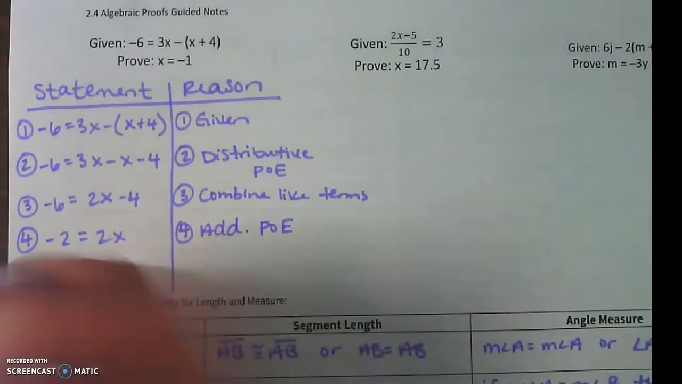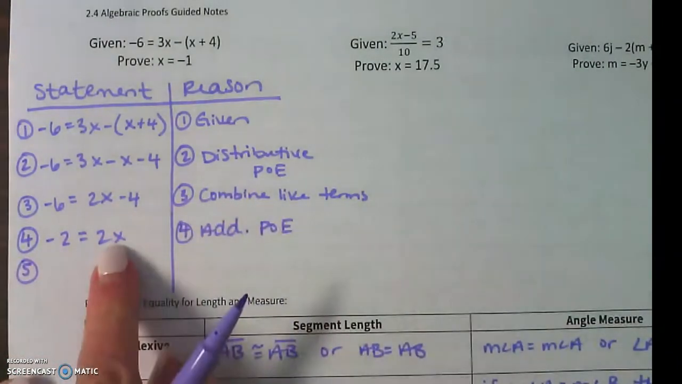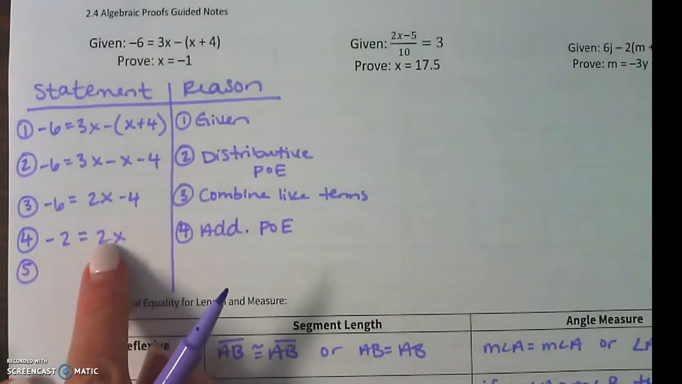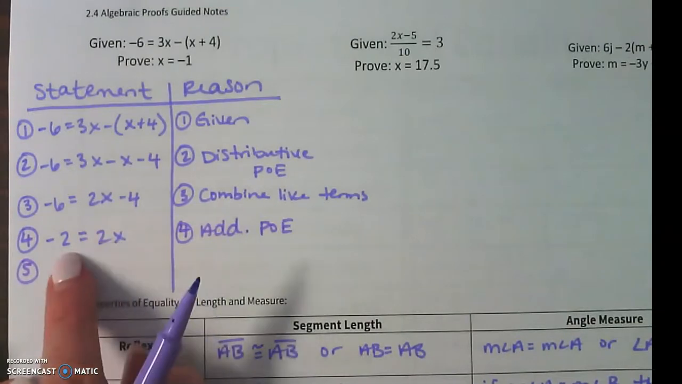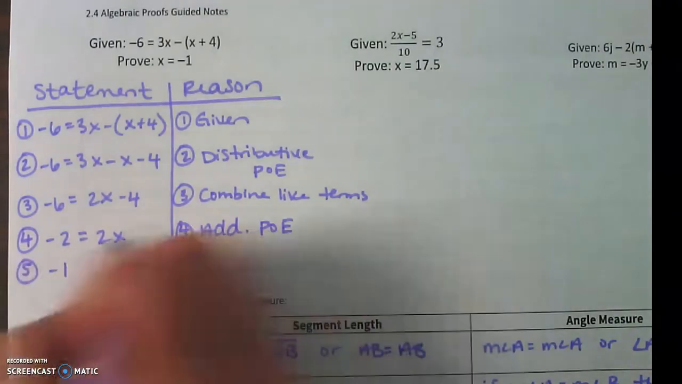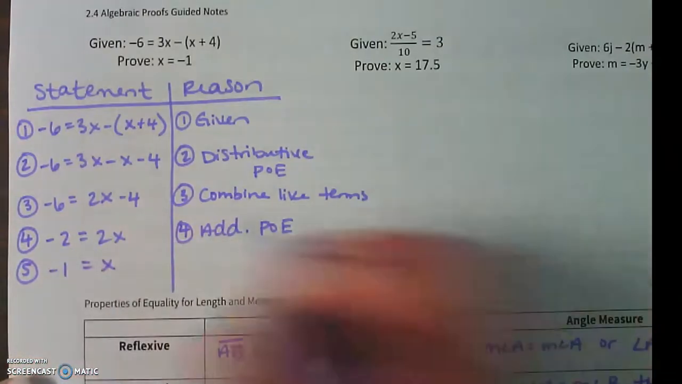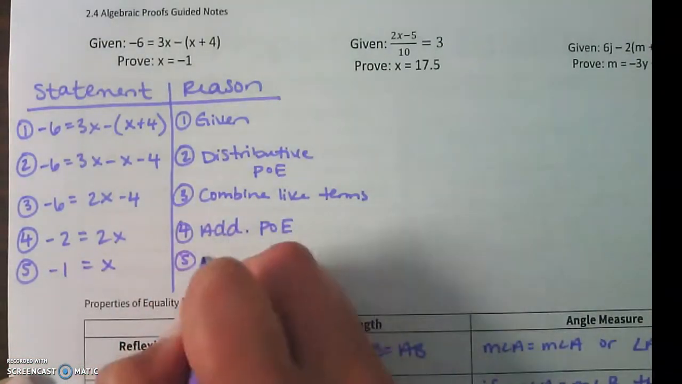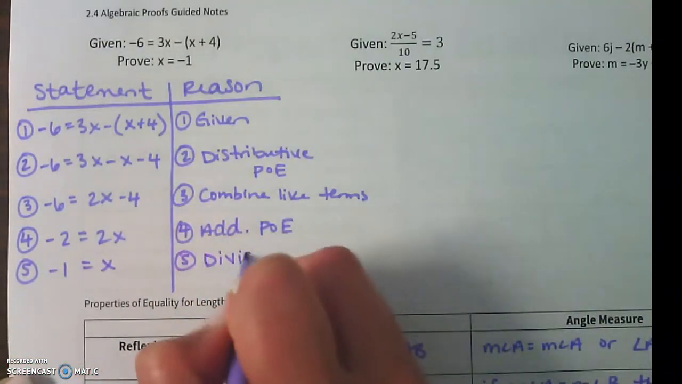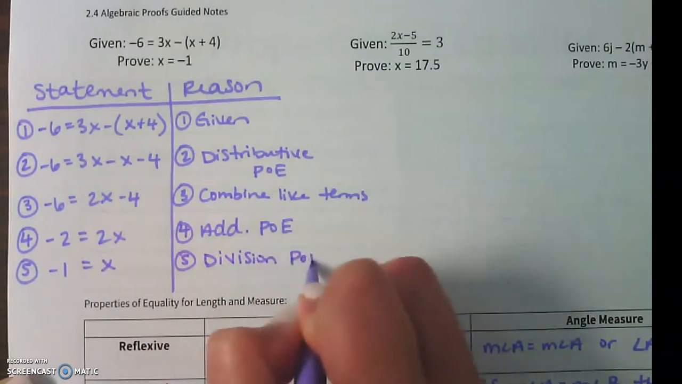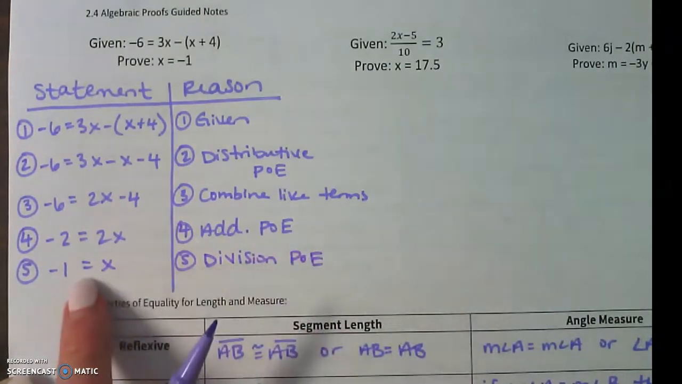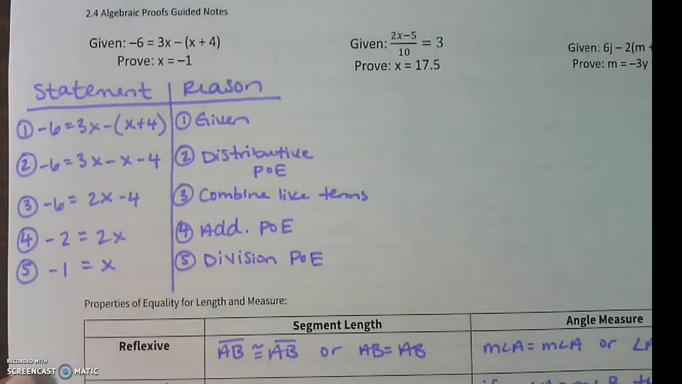We are almost there. So next step in getting x by itself is let's divide by 2 on both sides. So when we divide by 2 on both sides, negative 2 divided by 2 is going to leave us with a negative 1 equals x. And again, this was because we divided by 2 on both sides. So this is the division property of equality. That's our reason for being able to write this statement here.